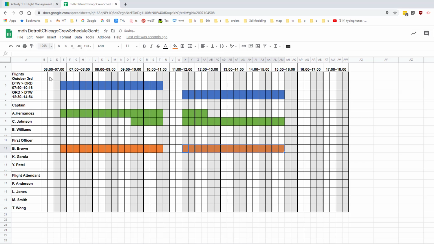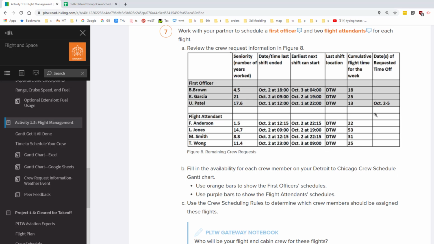And now you need to complete that process for Garcia and Patel, making sure that you pay attention to all the little chunks of area, when they're available, how many hours they've already worked, and if they requested time off. Once again, remember, if they are not available, you leave them blank.